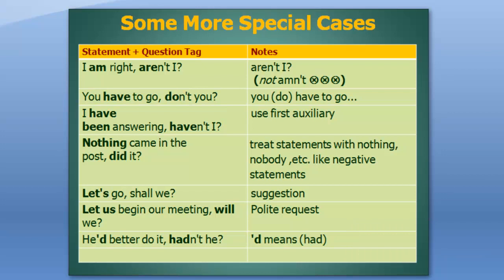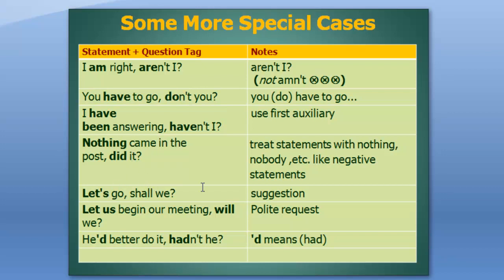Some more special cases. I'm right, aren't I? It's incorrect to say, amn't I? No, use aren't I. But for the negative, use am I as usual. You have to go, don't you? I have been answering, haven't I? Use the first auxiliary. Nothing came in the post, did it? Take care, with nothing we use the pronoun it.